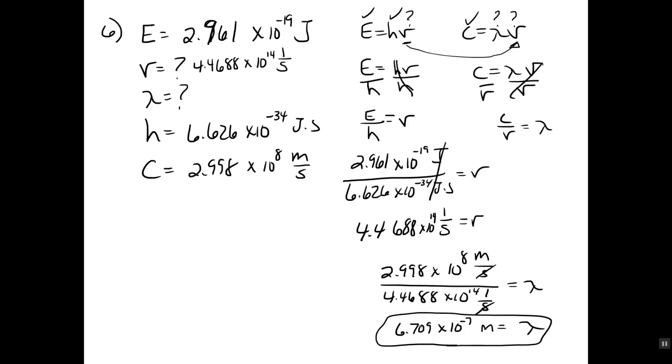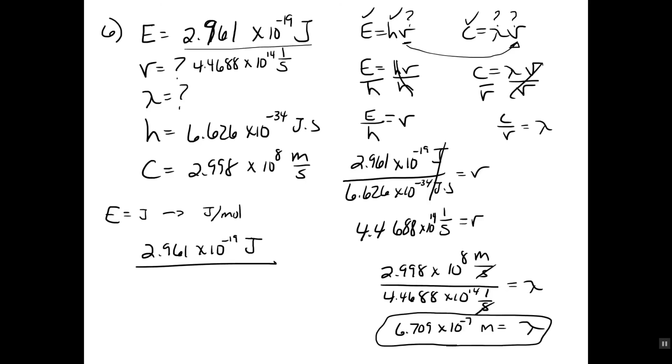Well, when they gave us the original problem, they wanted to know the joules in a mole. Okay? In other words, we want to create a unit. They want to take your energy, which is in joules, and convert it into something that's going to be joules per moles. So how do we do that? Well, it's quite simple. We take what our unit is in joules, which was 2.961 times 10 to the negative 19th joules, and we write it over moles.